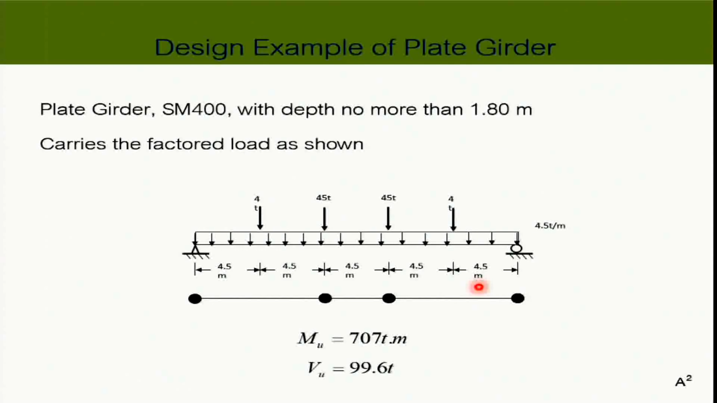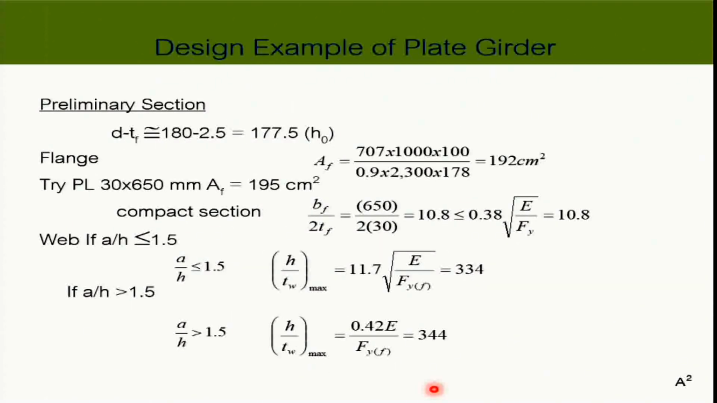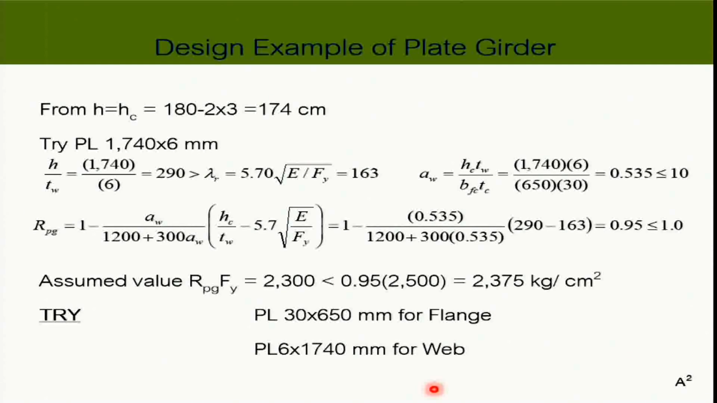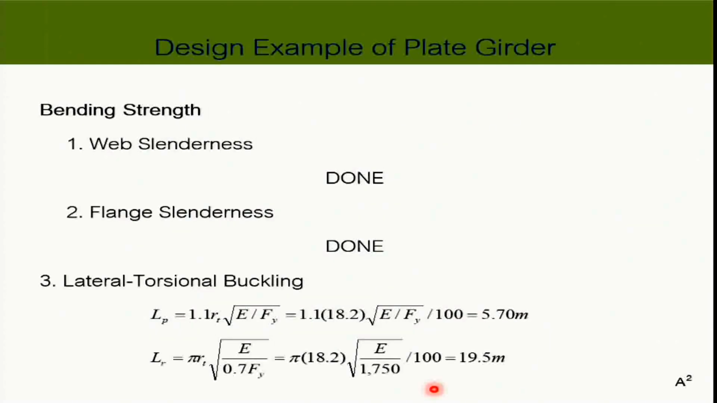And we have the example of the calculation of the plate girder as well. Let me just go over this quickly because it's just how we can design the section, I suppose. We have the preliminary section based on the moment, and then calculate the section properties and come back and calculate LP and LR. I want to show you how LP and LR are calculated for the plate girder.